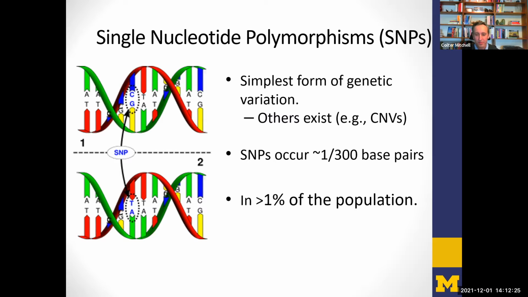A SNP occurs about 1 in every 300 base pairs. And that's what that C and G are, that's a base pair. And that's because most of our base pairs are actually identical across most sites for all humans. And then we say in 1% of the population, that counts as being a polymorphism. Anything less than that, it's too rare.